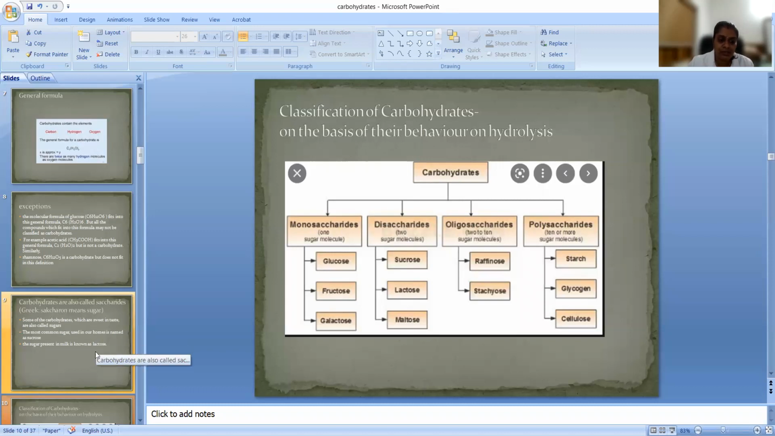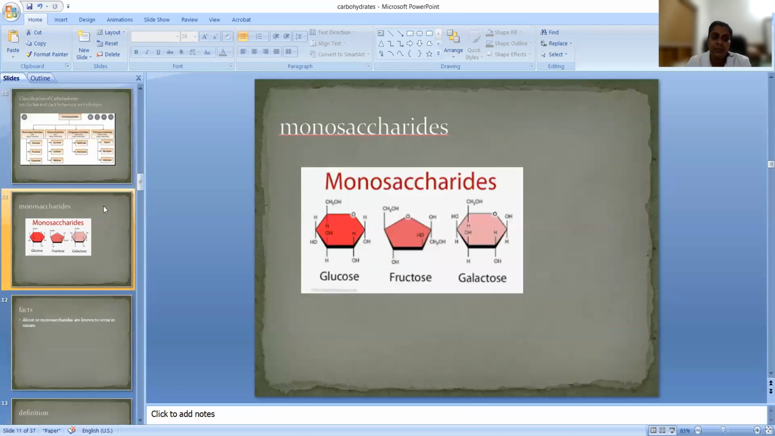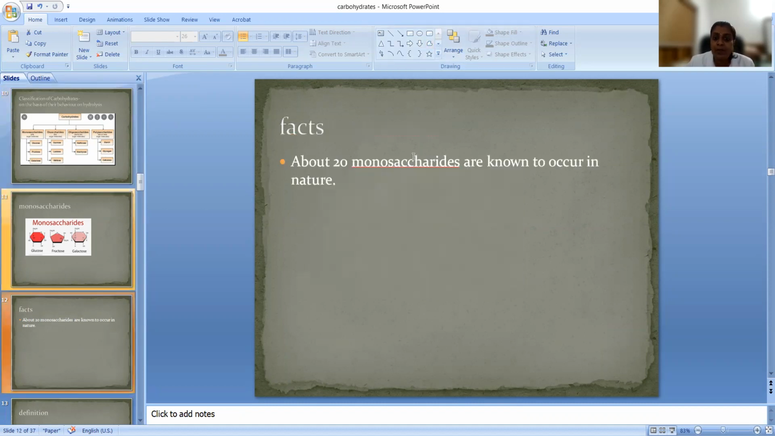Now let us see monosaccharide alone. The first category, we know that it is a single unit. It is not going to hydrolyze. That is called a monosaccharide. Examples for monosaccharide are glucose, fructose, and galactose. It is not going to undergo any sort of hydrolysis. About 20 monosaccharides are known to occur in nature.